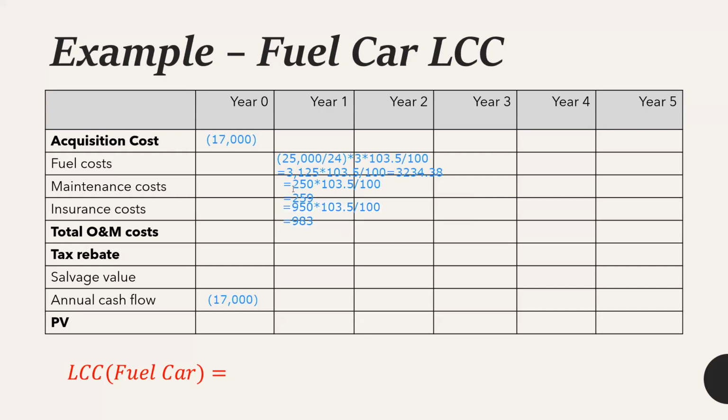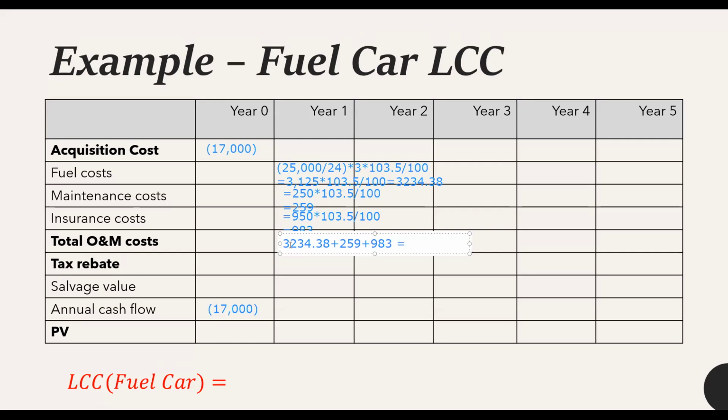So here I have identified the fuel cost, the maintenance cost, and the insurance cost. Now I can easily identify the total O&M cost by adding these values together. So this O&M cost is equal to 3,234.38 plus 259 plus 983. So this is equal to 4,476.